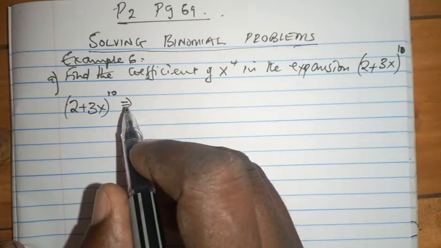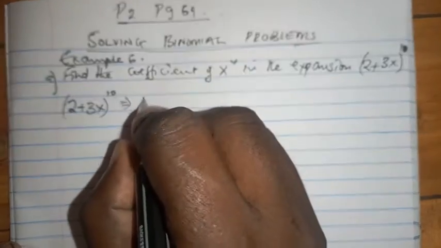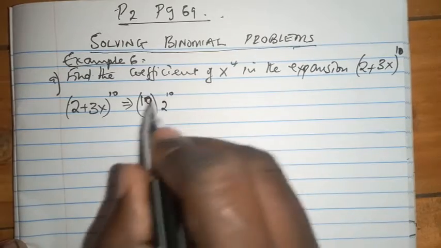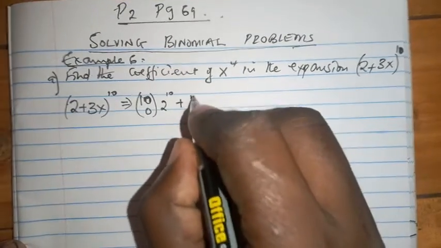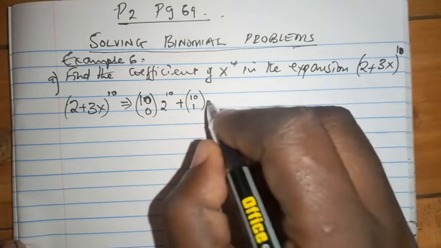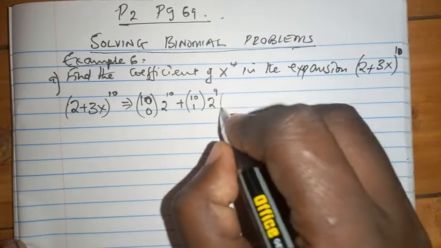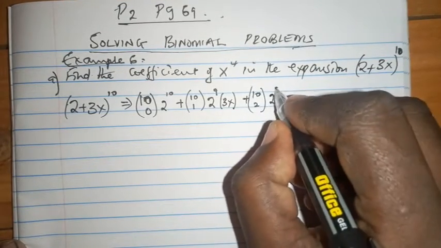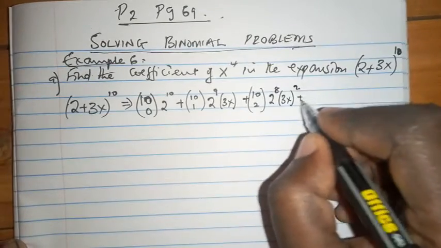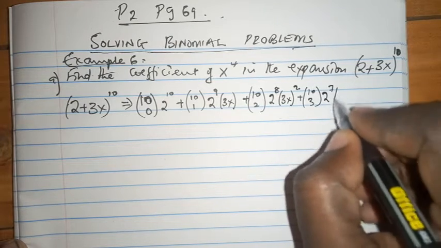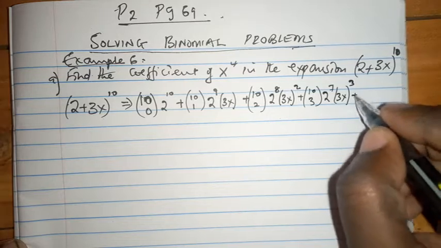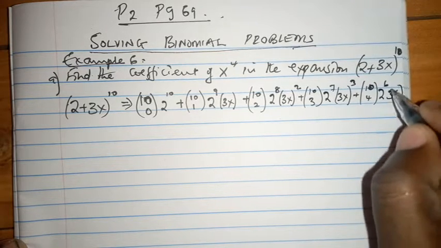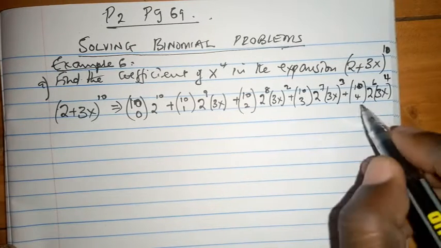We start from the beginning: 10C0, 2 raised to power 10, and 3x raised to power 0, plus 10C1, which is now going to become the coefficient, 2 raised to power 9, and 3x raised to power 1, plus 10C2, 2 raised to power 8, 3x squared, plus 10C3, 2 raised to power 7, 3x cubed, and plus 10C4, 2 raised to power 6, 3x raised to power 4. And that is the term we are looking at.